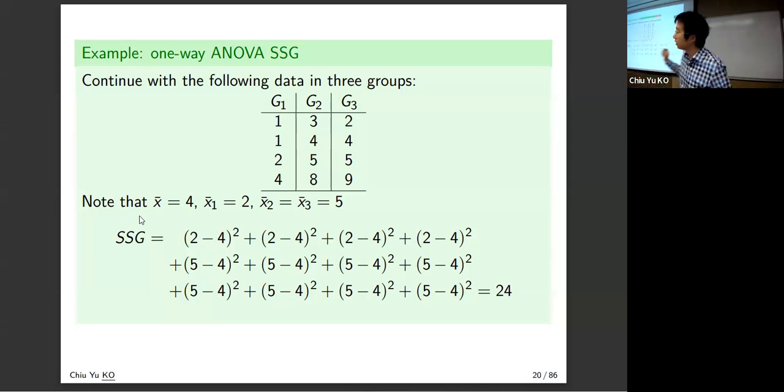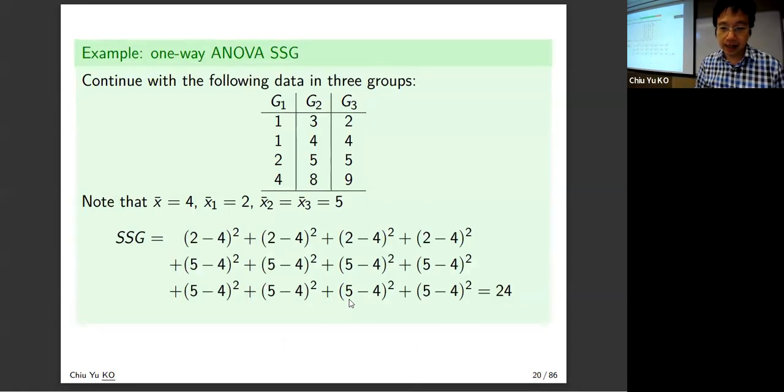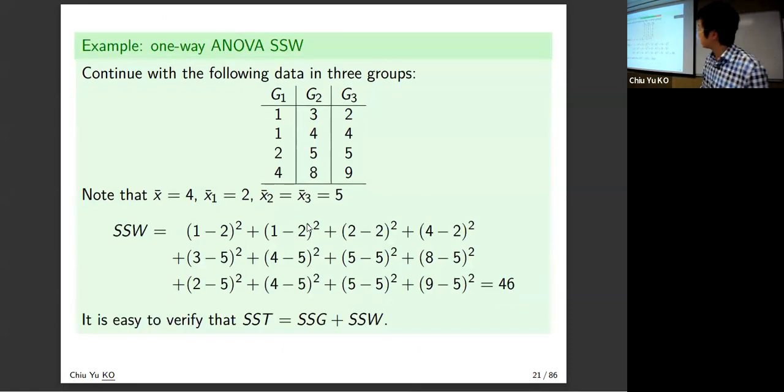But don't worry, you never calculate this. I'm just telling you how we do this calculation. I'm not asking you to reproduce this green thing. The green thing is just trying to tell you what it is. Of course, I expect you to know this equation. Later you will see Excel will give you this equation, but this equation I expect you to know. And SSW, you just take every observation, subtract its group mean, and square. So this is to verify this formula here.